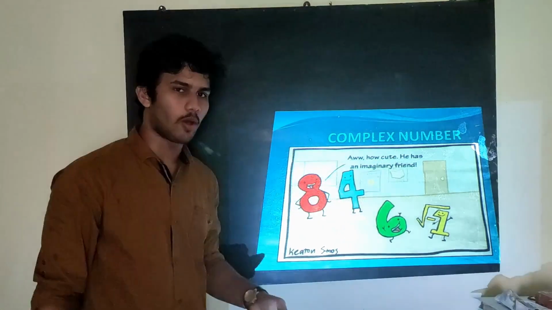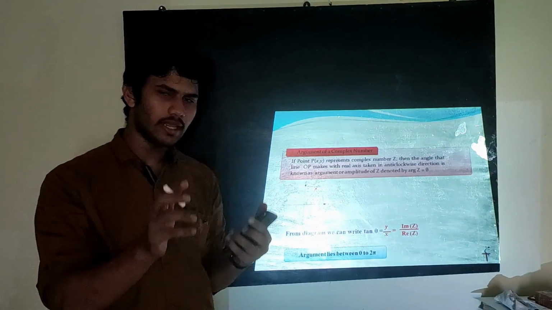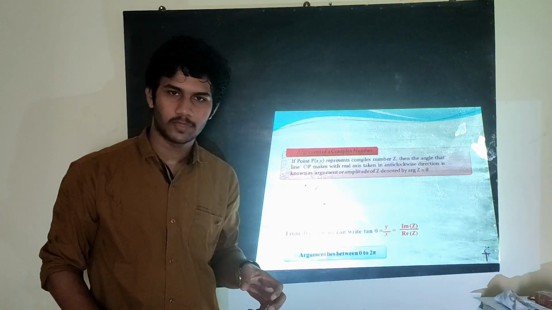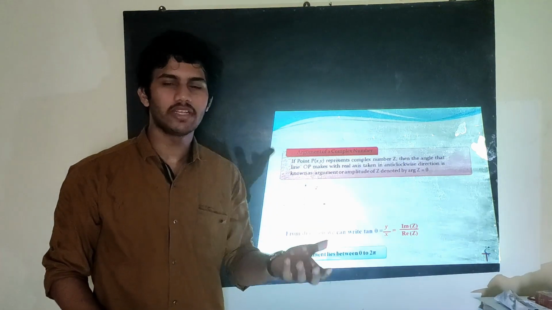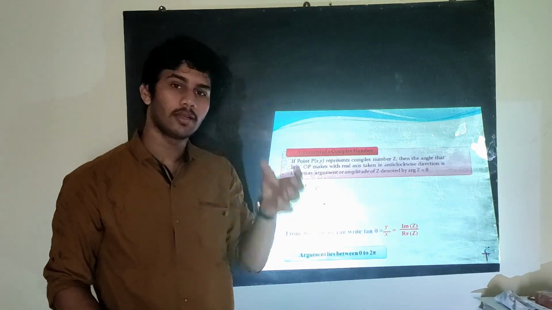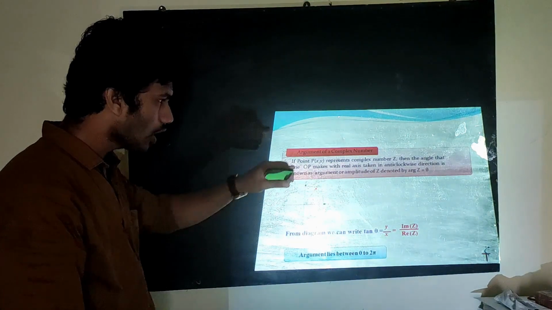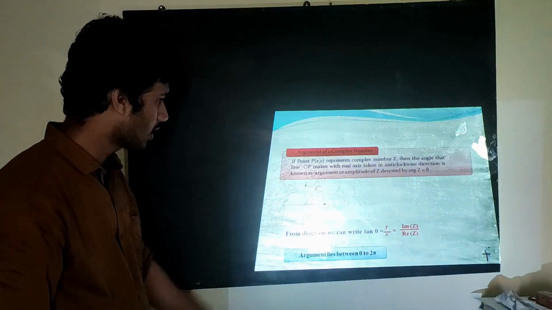So let's move on to the topic. Today the topic of discussion is argument of complex number, polar representation, Euler's form, de Moivre's theorem, and the most important, cube root of unity. So the first topic is argument of a complex number. Let's read the statement first.